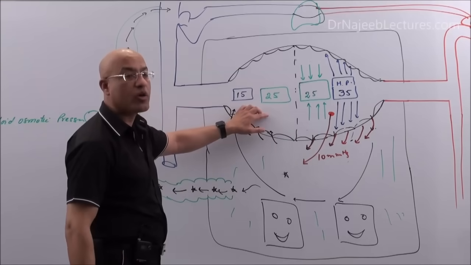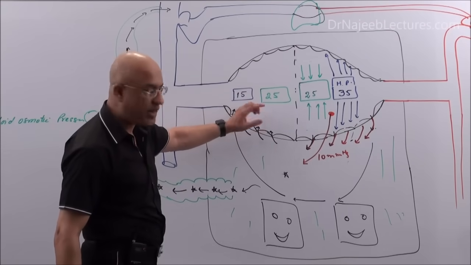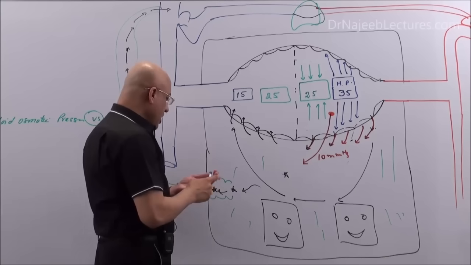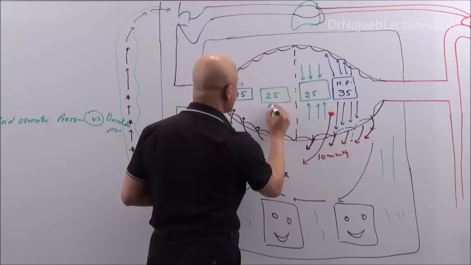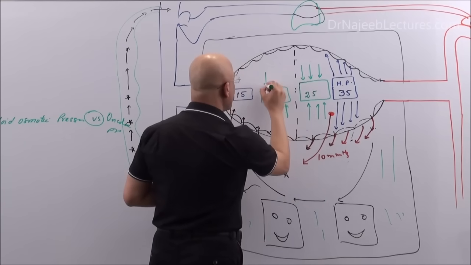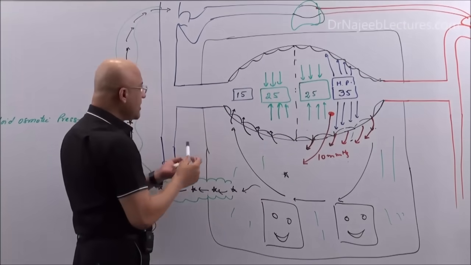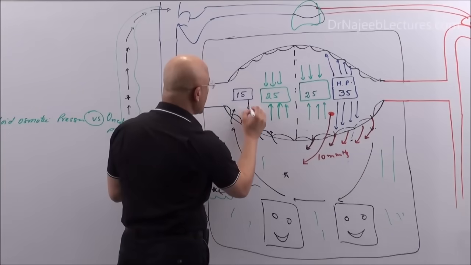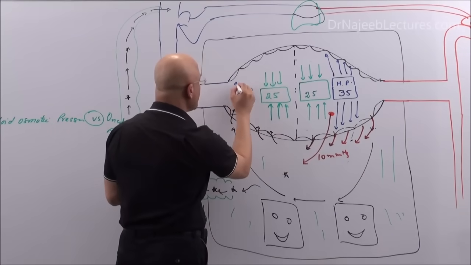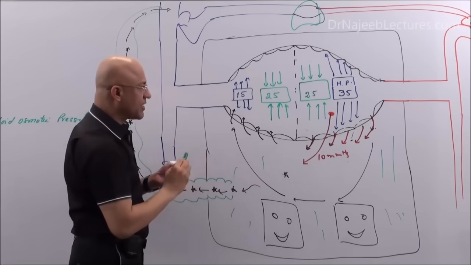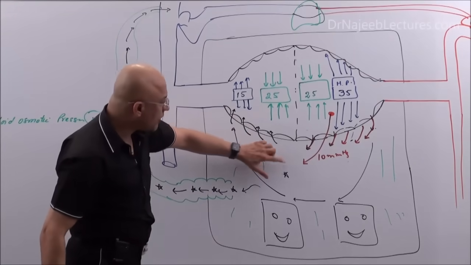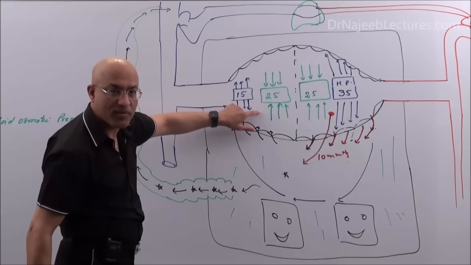These forces are also called Starling forces, right? What is the balance here? Now 25 is the puller. 25 is the puller, or we can say sucker. It is trying to suck the fluid, and the pusher is very weak. It is only 15. So what will be the net effect? It will pull the fluid from here backward.